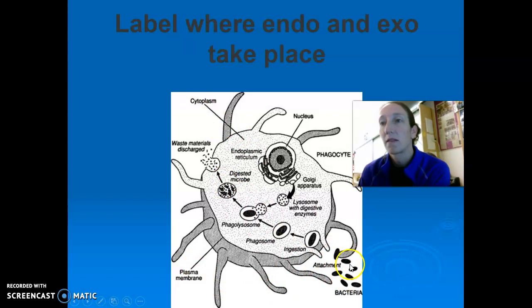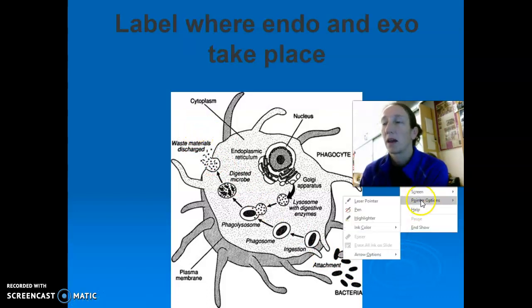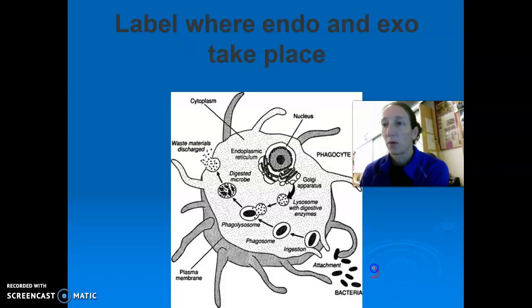This is where it's going into the cell. So we're going to label this endocytosis because this is where it's coming in. And then over here, we're going to label it exocytosis. So we're going to write endo, and instead of writing the whole word, I'm just going to put endo. Then over here is exocytosis, where it's exiting.